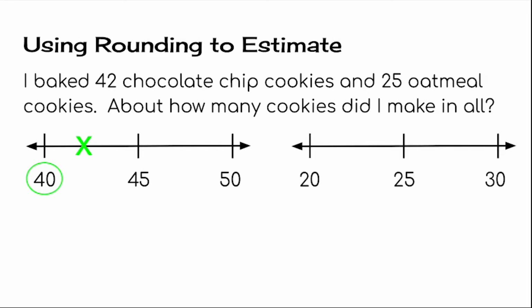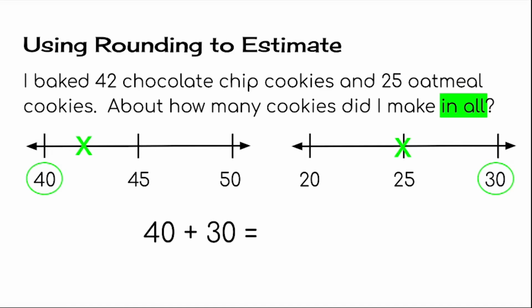Then I'm going to round 25. 25 is between 20 and 30. What does 25 round to? I'm so glad you remembered the rule that 5 always rounds up. 25 rounds to 30. Now, my question said about how many cookies did I make in all?